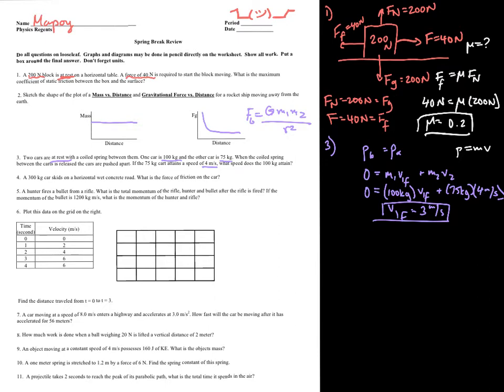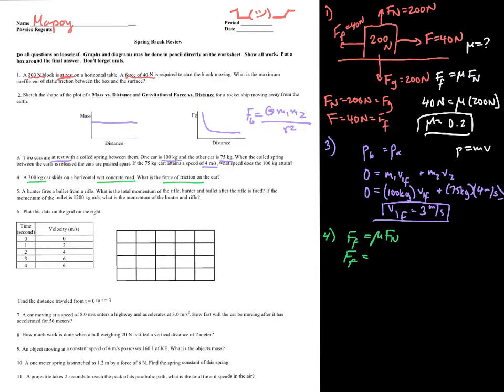Okay, number 4. A 300 kilogram car skids on a horizontal wet concrete road. What is the force of friction? Okay, force of friction is given as this. We need to look up the mu value of our surface here, rubber on wet concrete. Why is it rubber? They didn't mention anything about rubber, but we have a car. Cars have rubber tires, so that rubber tire is going to be in contact with the wet concrete road. You need to look that up on the reference table.